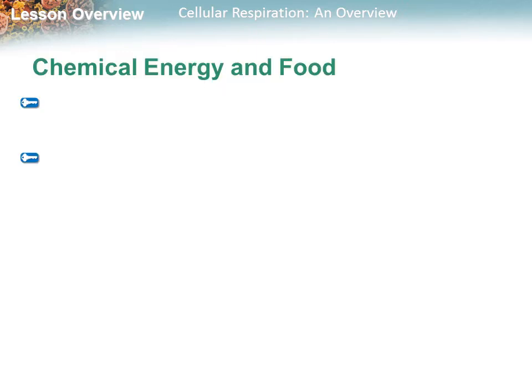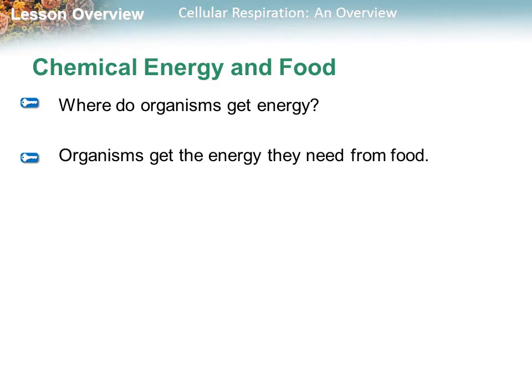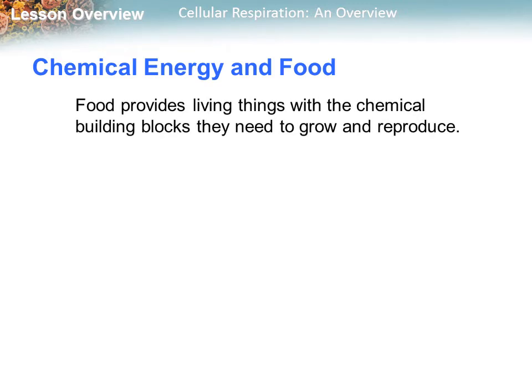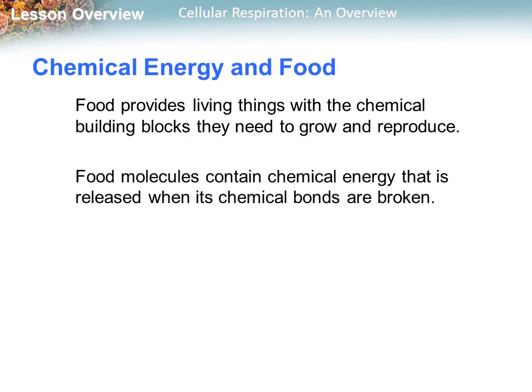Now let's see the first part of the lesson, chemical energy and food. Where do organisms get energy? Organisms get the energy they need from food. And food provides living things with the chemical building blocks they need to grow and reproduce. Food molecules contain chemical energy that is released when its chemical bonds are broken.